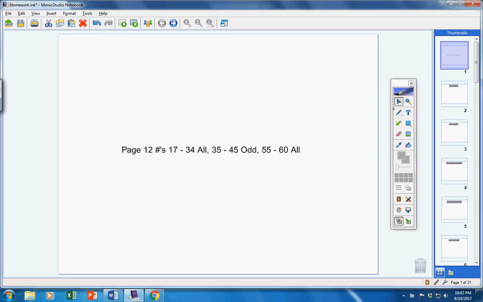Go to page 12, numbers 17 through 34. Notice that's all of 35 through 45 odd, and then 55 through 60 all. Alright, let's jump right into this.